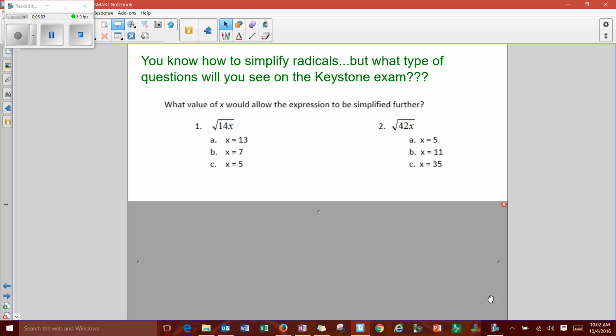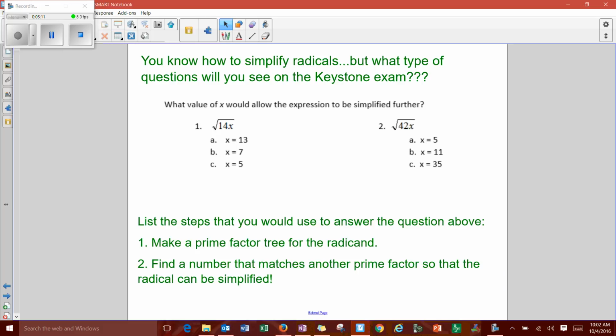It means, going back to the warm-up, that you have a pair of prime factors under the square root. So take a minute and jot down these steps. You can pause the video and write these steps on the note sheet. This is the second page of your packet for today. Do you see where it says list the steps that we would use to answer the question above? So write down those 2 steps. And then let's try these 2 example problems.